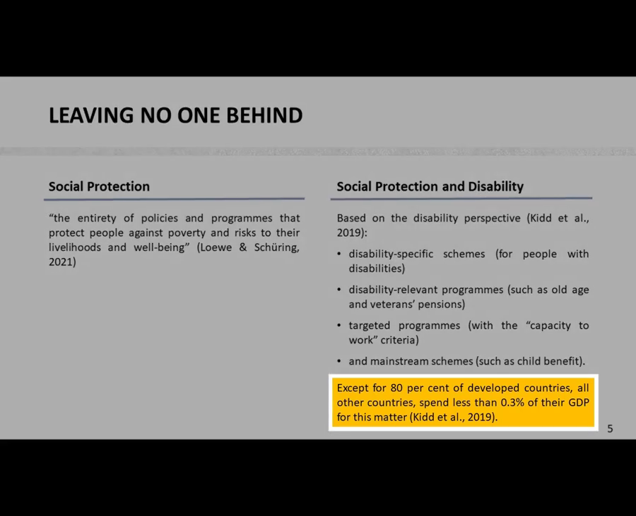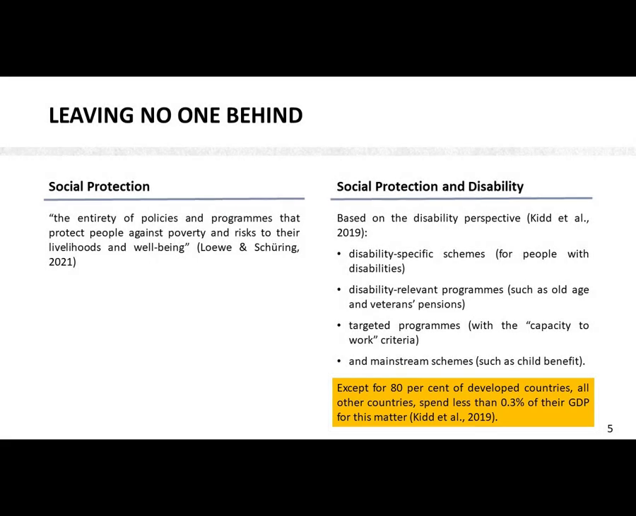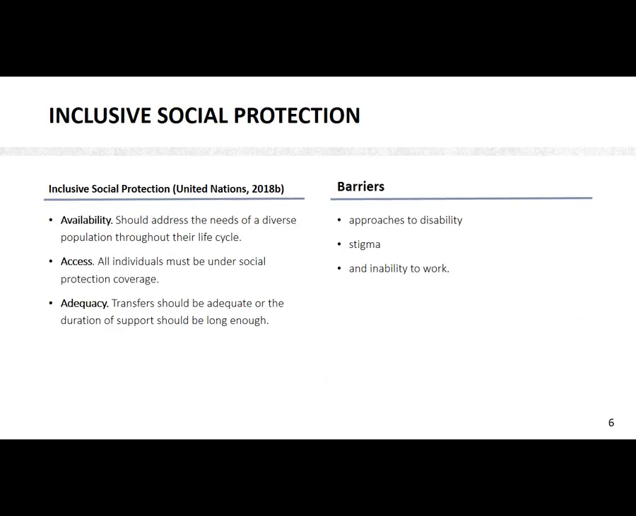Except for 80% of developed countries, which invest at least 1% of the GDP in disability-specific schemes, almost all other countries spend less than 0.3% of their GDP for this matter. Three main characteristics of inclusive social protection can be considered: availability, access, and adequacy.